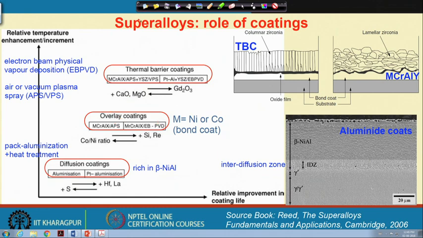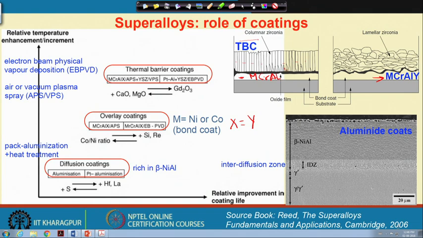So, these bond coats are always preferred below a thermal barrier coating. Why, we will come to that, but here I show you one schematic where the thermal barrier coating is done on the base alloy. In between there is an MCrAlX coating. Here X basically stands for yttrium or some other elements.